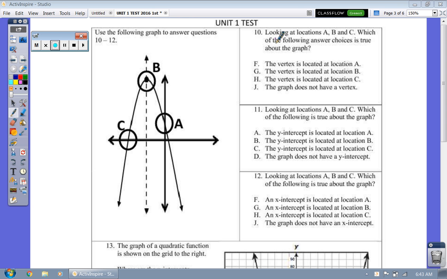Okay, let's look at 10. Looking at locations A, B, and C on this graph here, this is a quadratic. Which of the following answer choices is true about the graph? They're talking about the vertex.